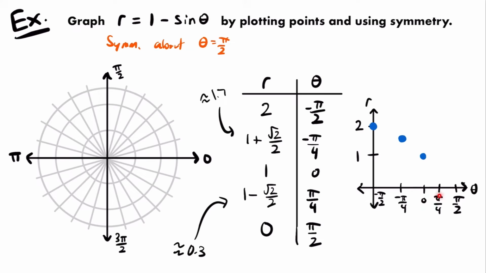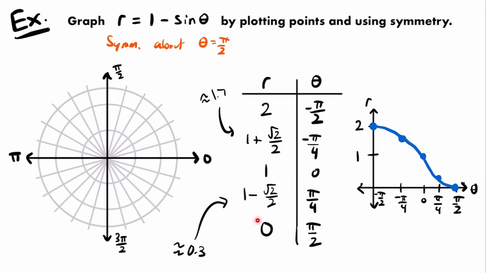And then our next angle is pi divided by 4, and that gives us an r value of 0.3. So that's going to be down here somewhere. So I'll plot that. And then we have pi divided by 2 as our last angle, which gives us a value of r of 0. So I'll plot that right there. A value of r equals 0 will be right along this axis. All right, and then what we can do is connect these points, and you can see that as our angle gets bigger, the value of our radius, or r, gets smaller.